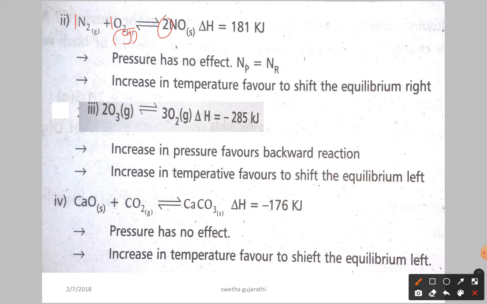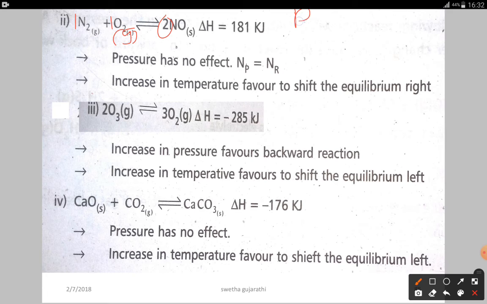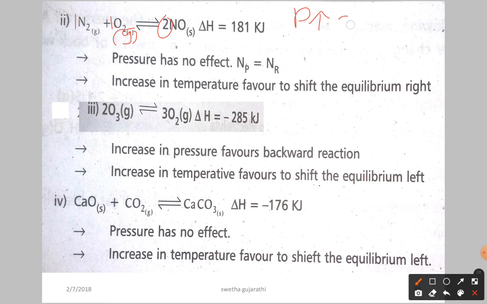Now let us see what question is asked: pressure is increased, and again temperature is increased. Let us see the effect of pressure first. Once they are asking about the pressure, you have to go in the direction where the number of moles decreases.